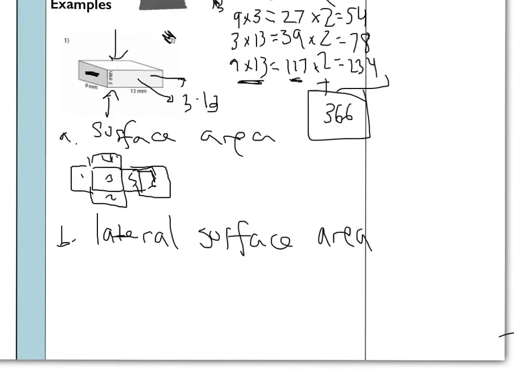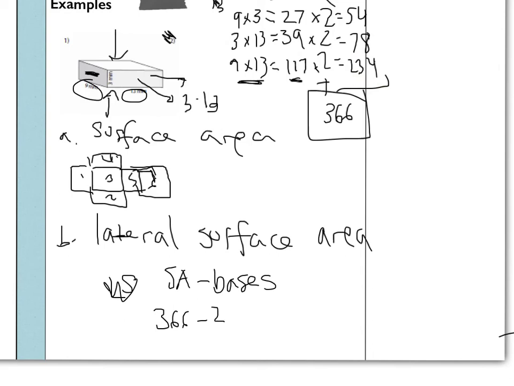Well, remember, lateral surface area is just the total surface area minus the area of the two bases. So I know my total surface area is 366, and I know my bases were my 9 times 13 right here, which we multiplied by 2 to get both bases, that was 234. So I take 366 and I subtract 234 from it. My answer is going to be 132, and now I box my answer because I like doing that.